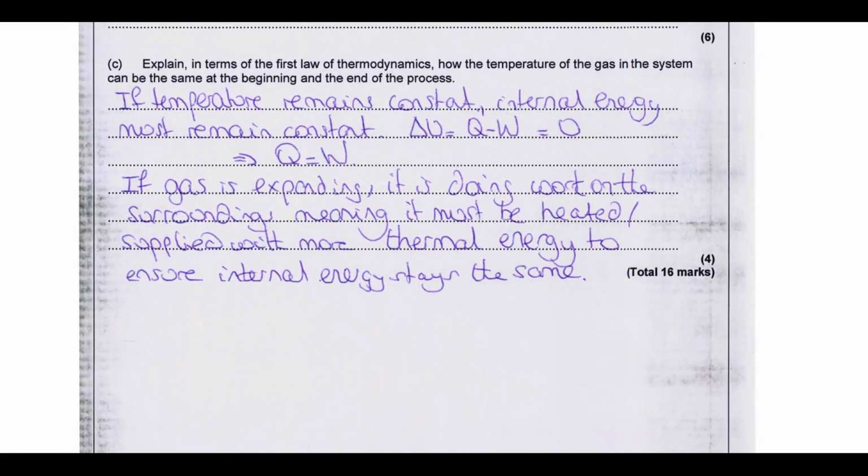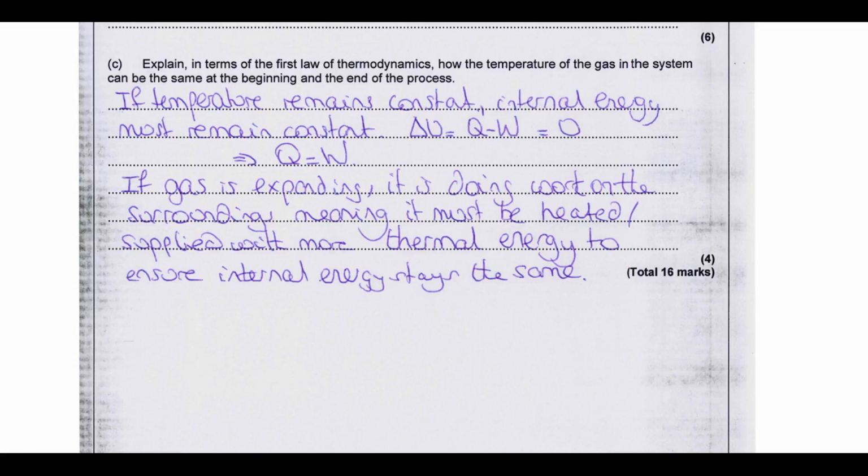In terms of the first law of thermodynamics, explain how the temperature of the gas in the system can be the same at the beginning and end of the process. So the first thing is, if temperature is going to remain constant, internal energy must remain constant, because the two things are directly proportional to each other. One can't change without the other. So in terms of the first law of thermodynamics, that looks like this.